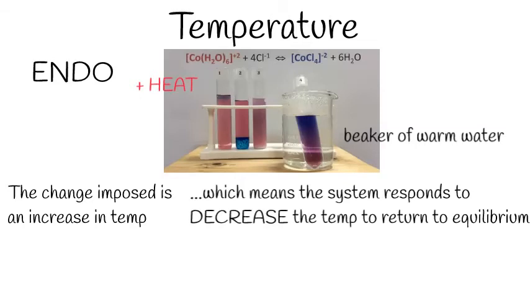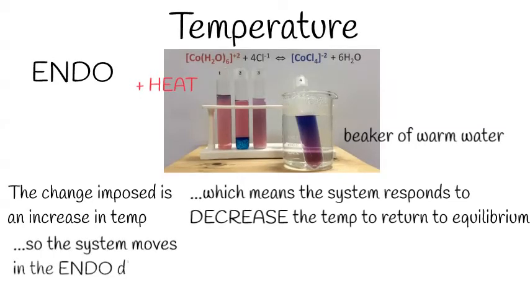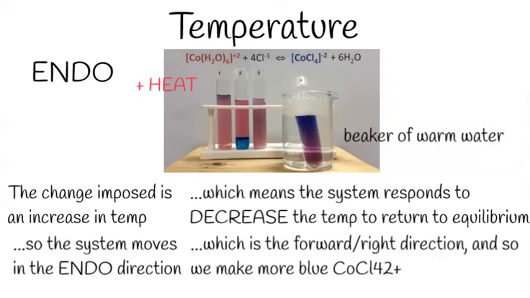Let's link that to the direction that the system would move to do that. In this case, the system is going to move in the endothermic direction because that's the one that decreases temperature. And in this case, the endothermic direction is the forward direction, as we've already stated. So in this case, we will see more of the products as we're moving to the right. We will see more blue cobalt chloride.